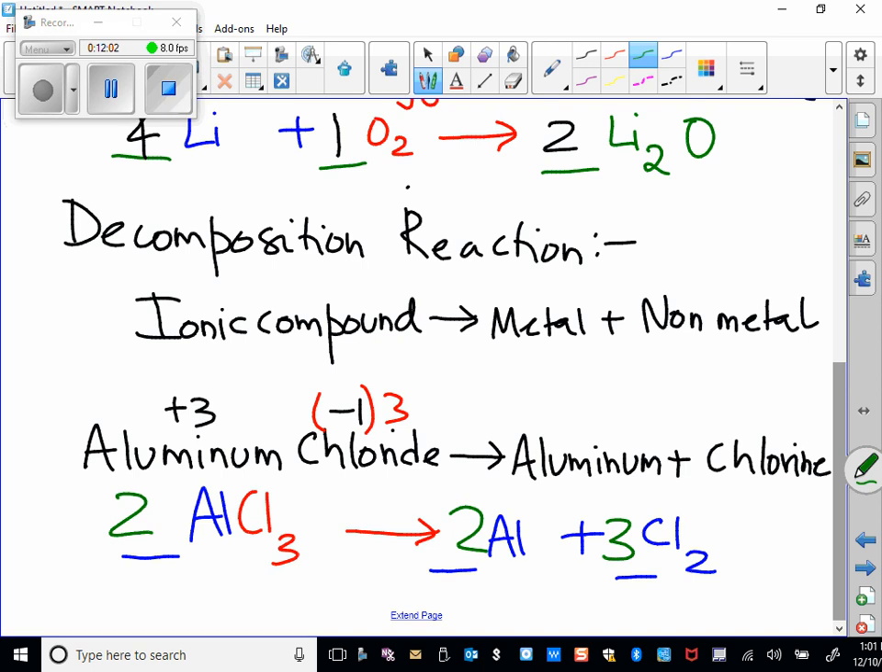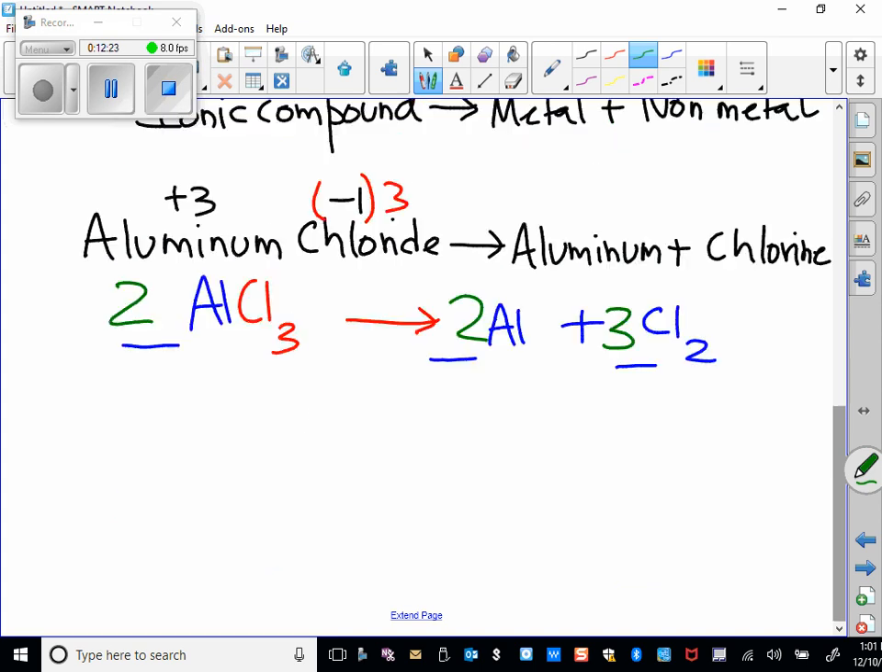Let's do the next one. Okay, this is a difficult one, but we can do it. Even though I said we are mostly going to test you on ionic becoming a metal and a non-metal, let me teach you one more. This is calcium carbonate is heated.